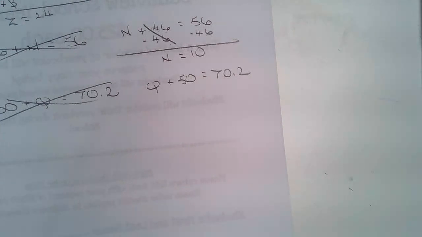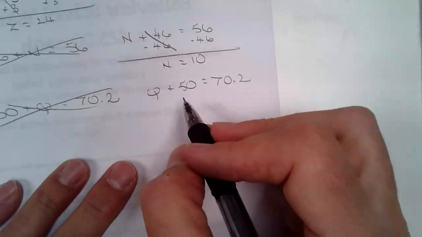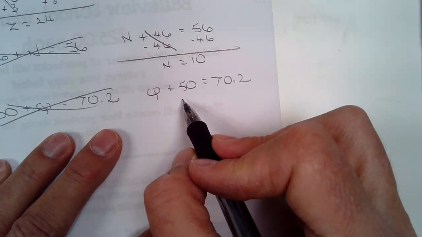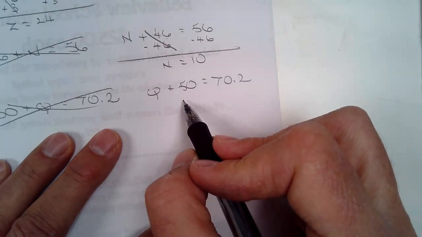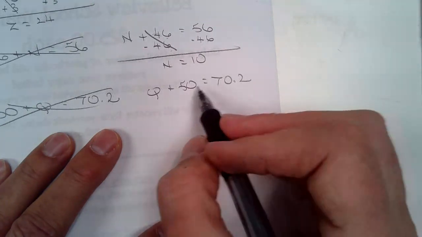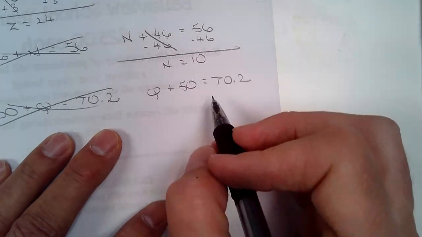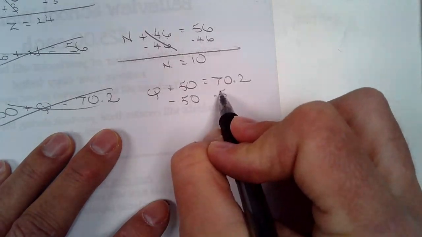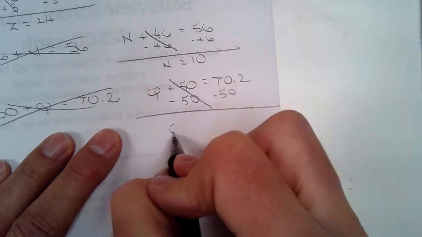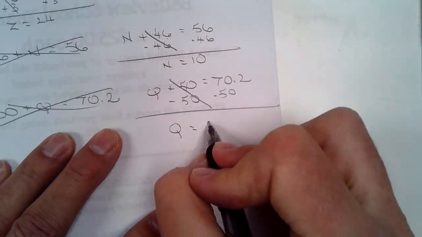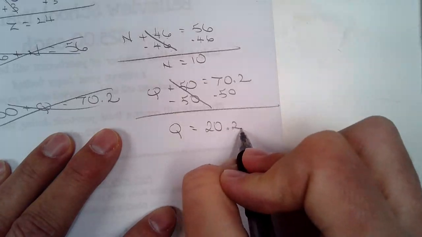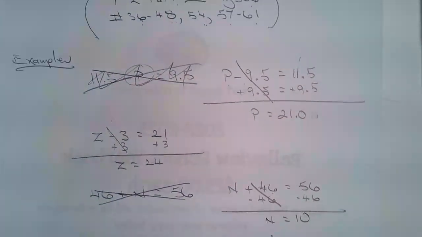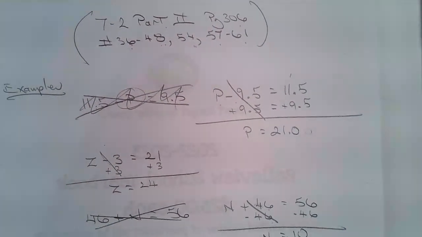Mr. McCourt's not here. Mr. Rainbolt, walk me through this here. What's happening to the Q? Okay, we're adding 50 to the Q, so we need to do the opposite to get the variable by itself. So we're going to subtract 50. Whatever you do on one side of the equation, you do on the other. The 50s cancel out. We're left with Q equals 20.2. All right, so that's a very quick Reader's Digest version of what we went over yesterday.